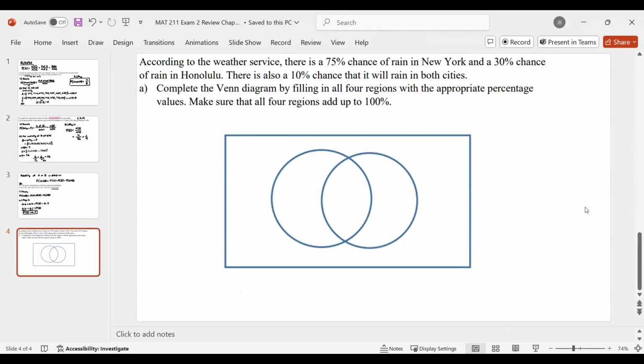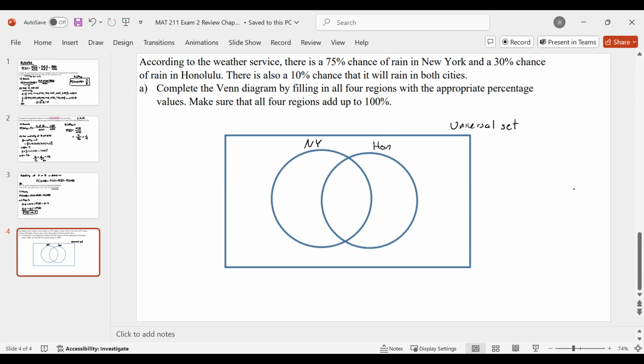A couple things to remember here. This is called the universal set, the rectangle itself. And then the first circle will always be whatever the first thing they describe. So 75% chance of rain in New York, 30% chance of rain in Honolulu. So this will be New York, the first circle, and then this will be Honolulu.